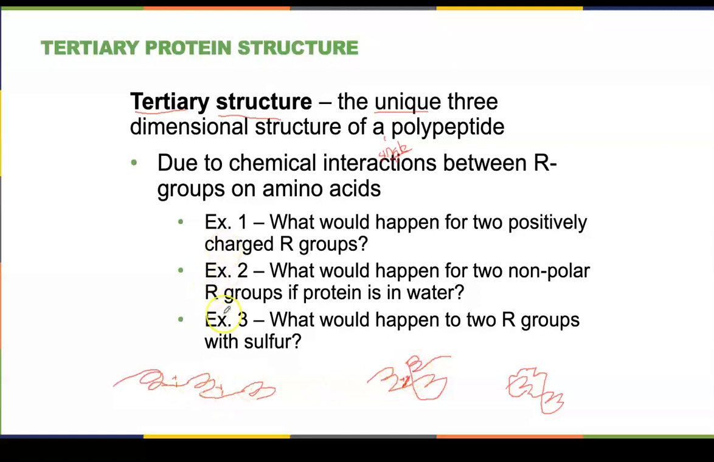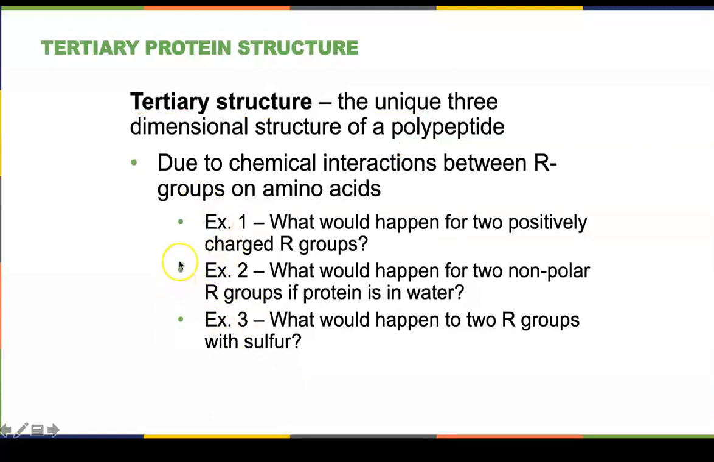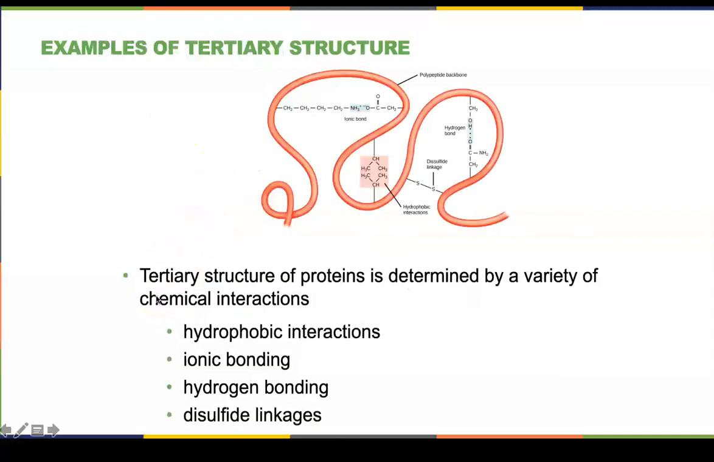We could also have hydrogen bonds hold portions of the tertiary structure together, and we can have covalent bonds hold portions together. Let's go on to the next slide to look at some of these. So here's a unique three-dimensional structure, and we can see an example of a hydrogen bond, so a non-covalent bond based on polarity, holding this portion together.